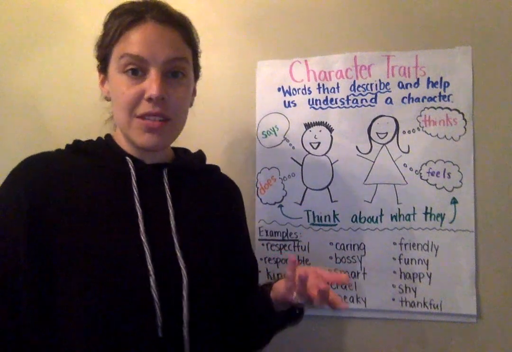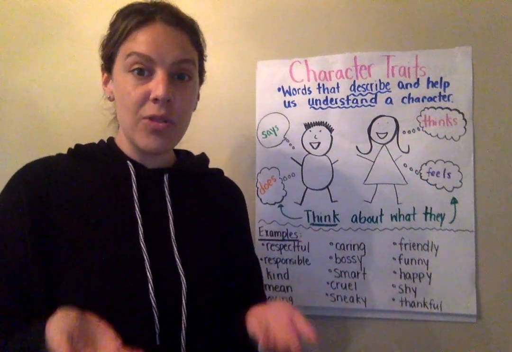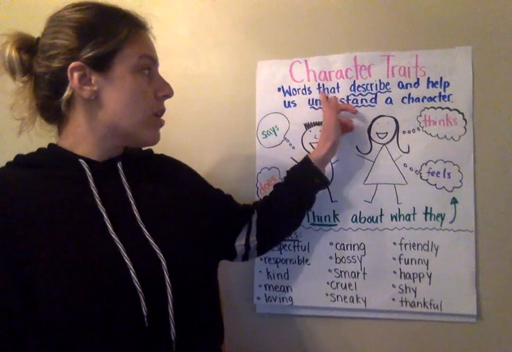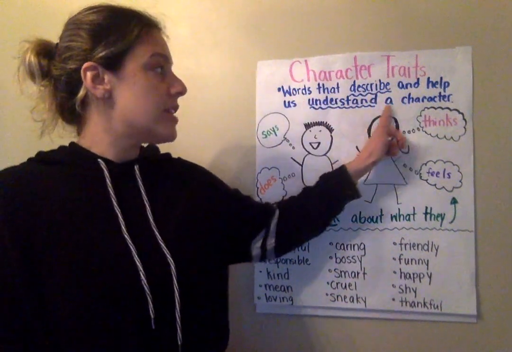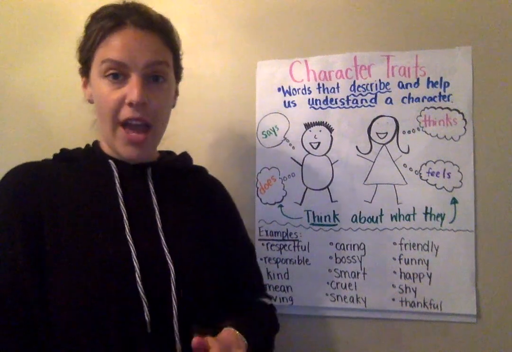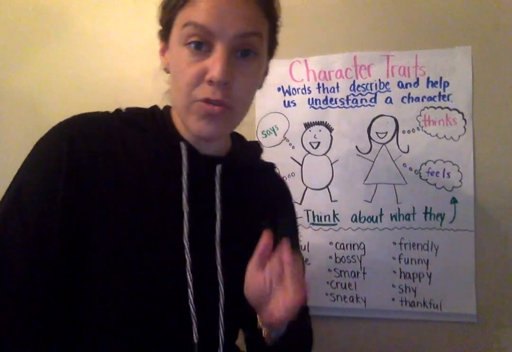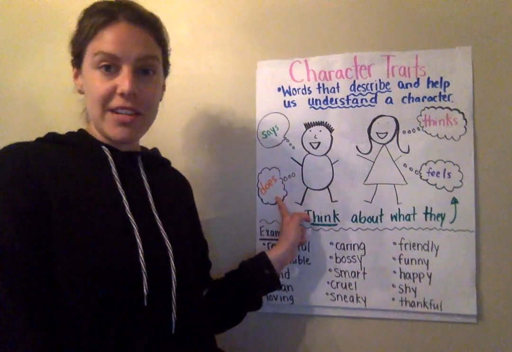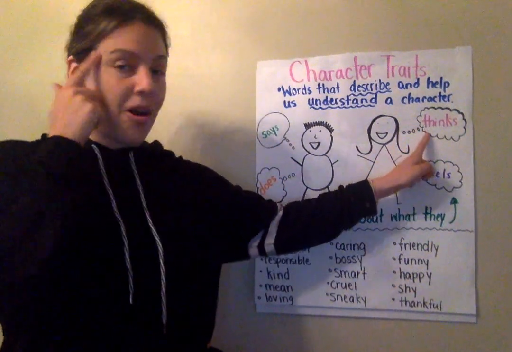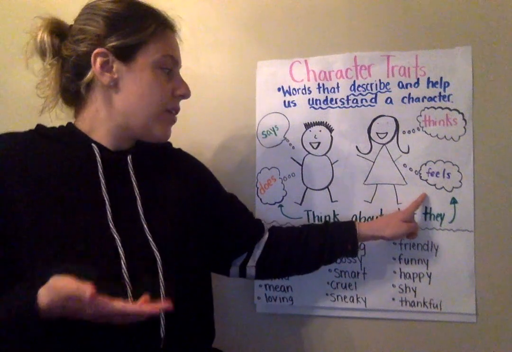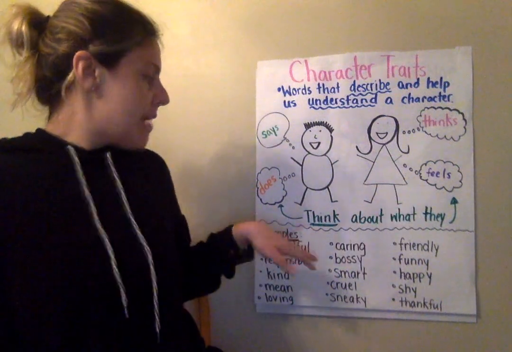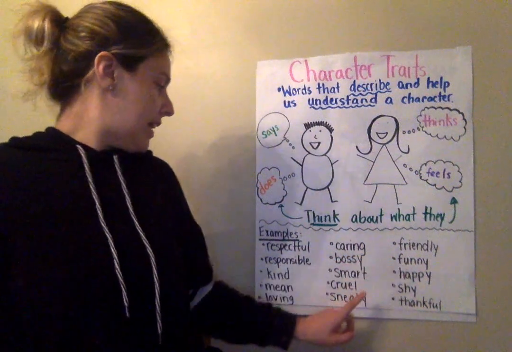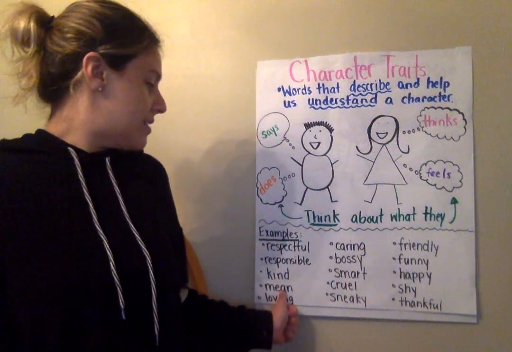So how can we get to know characters? It's important to get to know their personality, who they are. Character traits are words that describe and help us understand a character. As you're reading, it's important to think about what they're saying, what they do, and how they're thinking and what they're feeling. Some examples of character traits: caring, friendly, funny, responsible, kind, mean.